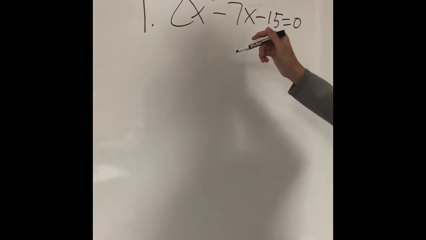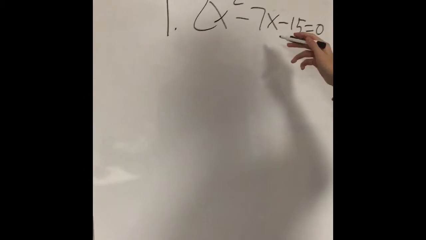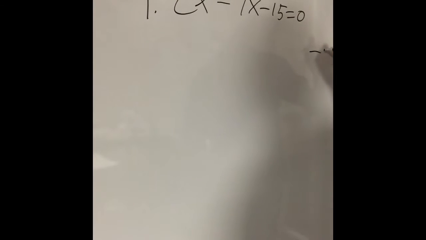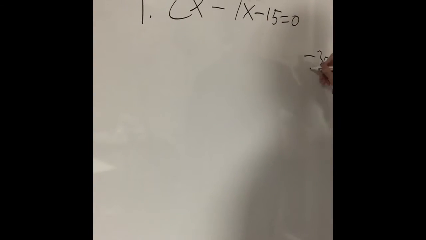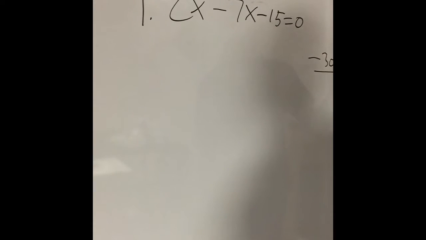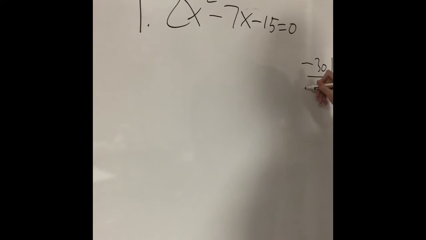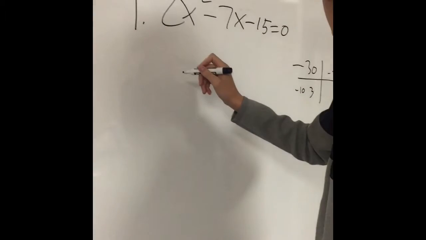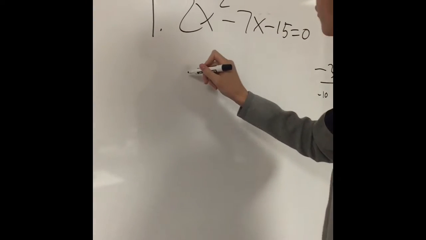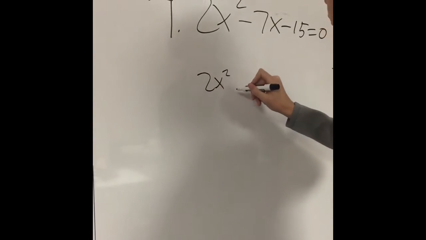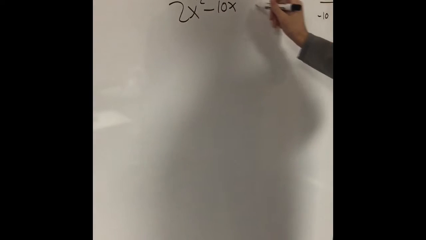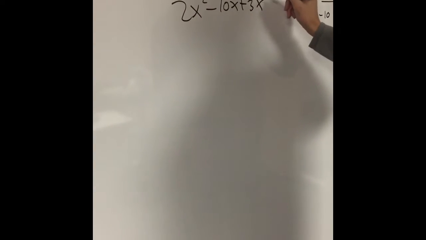Alright, so we're going to be doing factoring again. So on this one, it's split the middle. So the first step you're going to want to do is take 2 times 15, so that's negative 30. Then you're going to want to find factors of negative 30 that add together to get negative 7, and that is negative 10 and 3. So then you're going to want to rewrite it, and I usually put the negative first, so 2x squared minus 10x, then plus 3x minus 15.